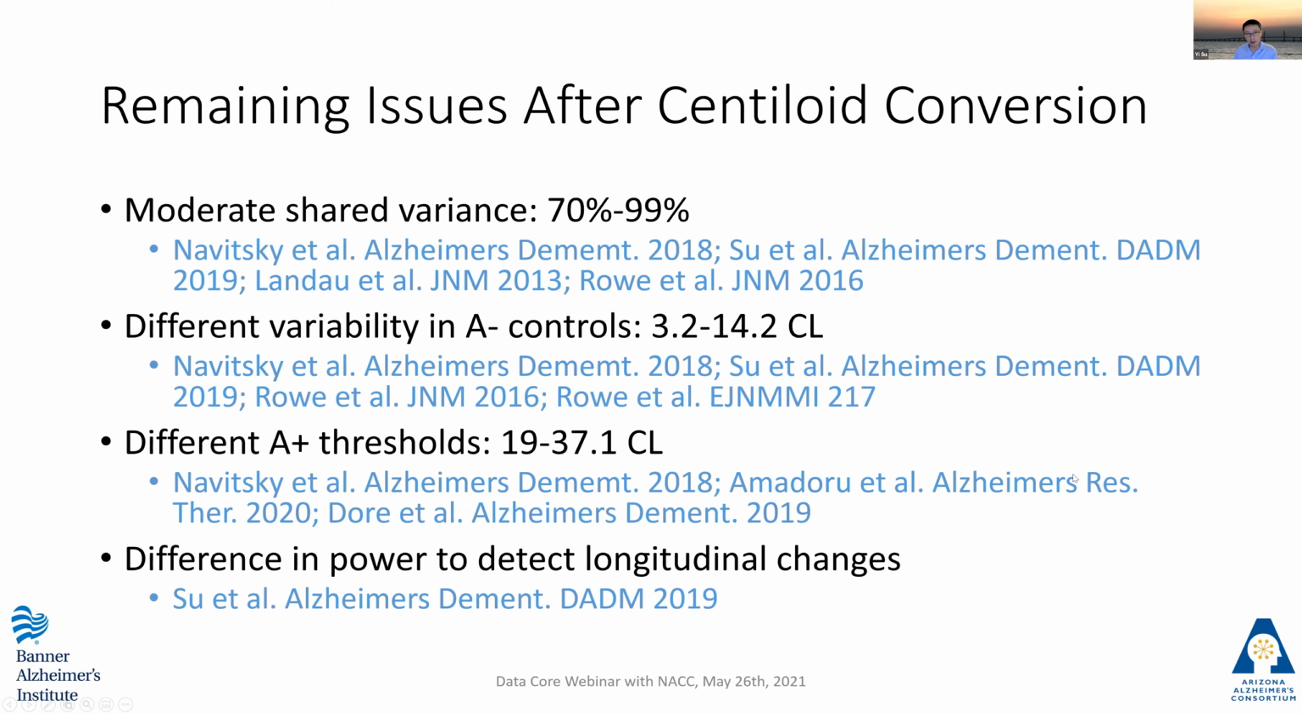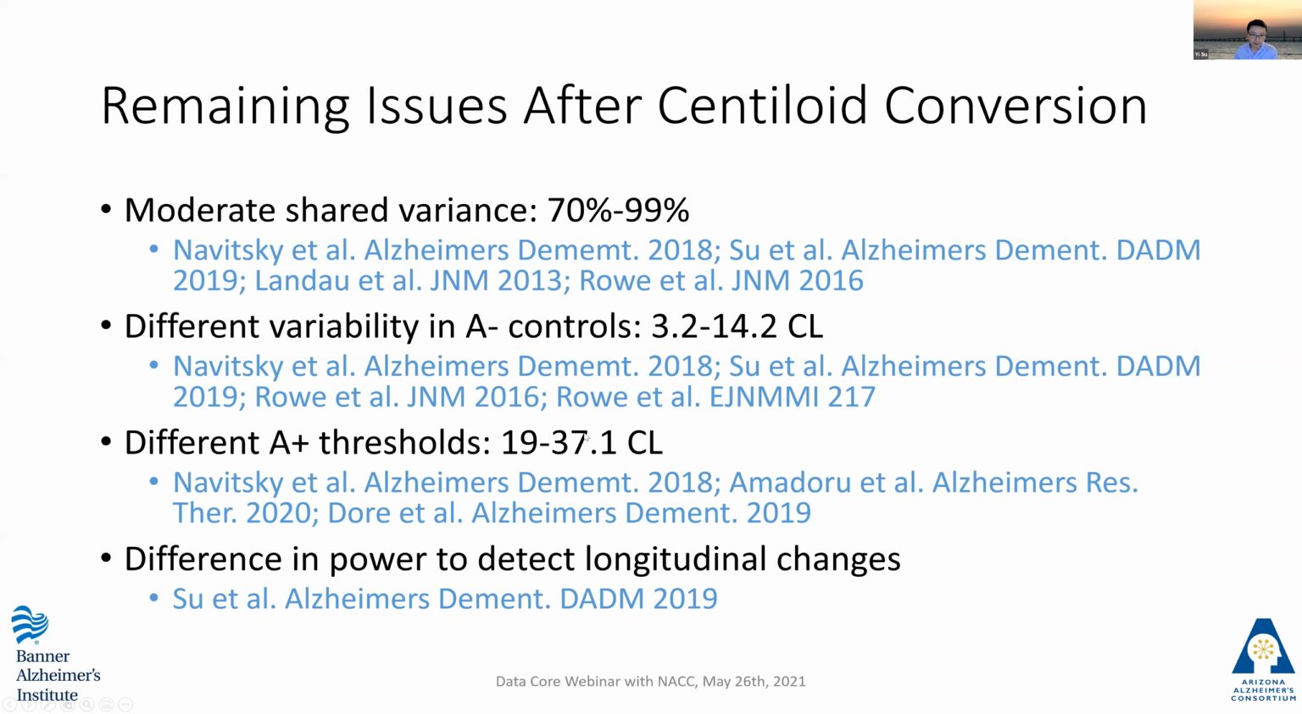So the remaining issues after we have taken the Centiloid approach, which has been widely adopted by the field, include the fact that the shared variance between tracers, to a greater or lesser degree depending on the imaging protocols, is sometimes only moderate, at 70%, as reported by some of the studies cited here. And also there are differences in the variability of amyloid burden measures in the amyloid negative controls, which reflect the noise in your measurements. It differs quite a bit among these different tracers, and also, to a lesser degree, depending on your quantification pipelines.